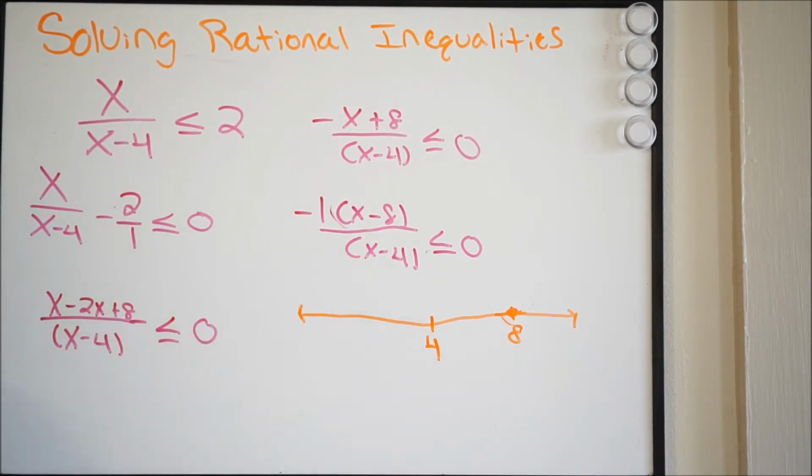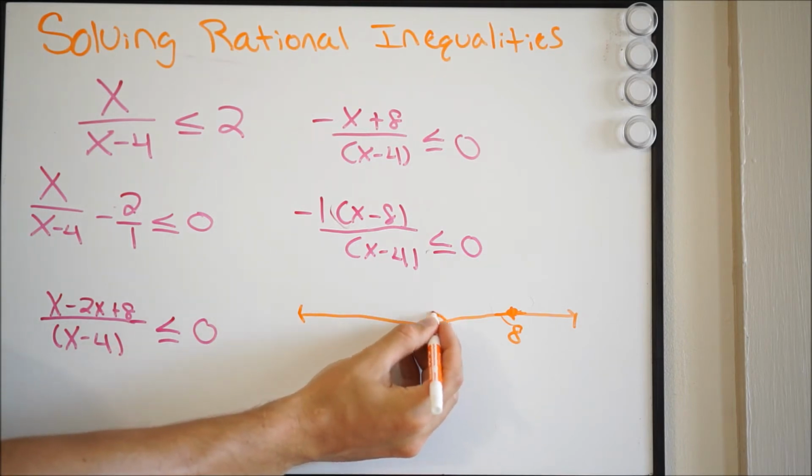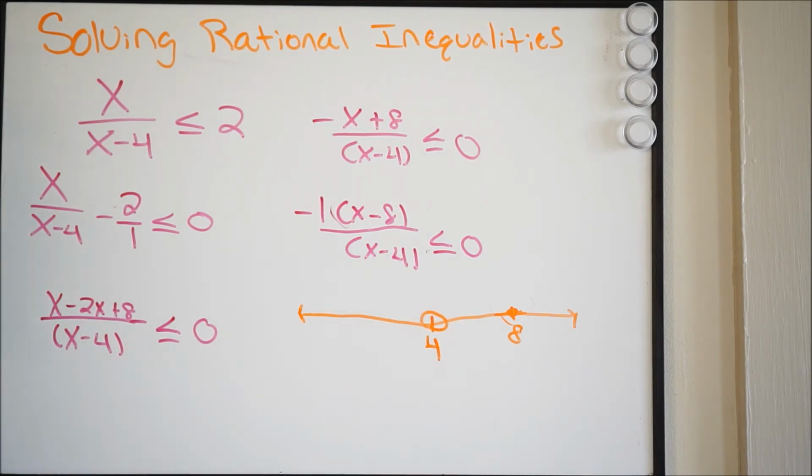Well, if I put 4 in for x, what happens? I'll have 4 minus 4, and then I'll have division by 0. And if we have division by 0, it will be undefined. Okay, so we can't have that. It can't be undefined. So we're going to put an open circle here, right? It can't be equal to 4 because then it will be undefined. All right, so an open circle.